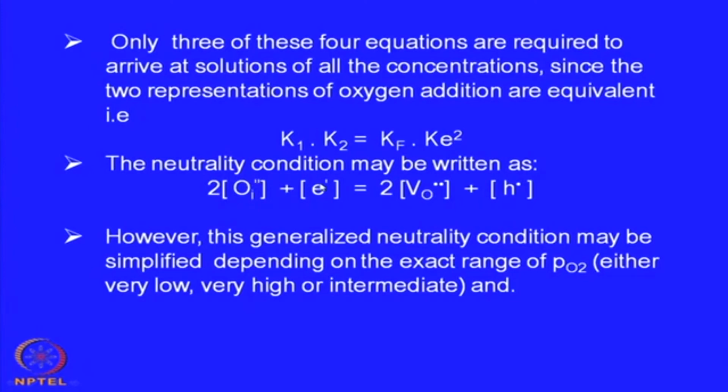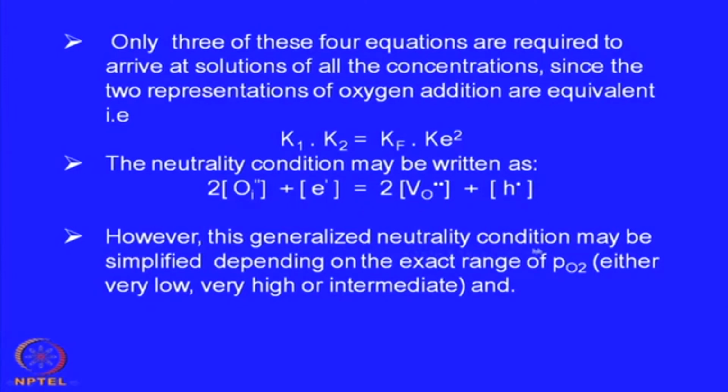The neutrality condition may be written as: these are negative charges, oxygen interstitial as well as electrons are negative charges. Oxygen interstitial has 2 charges and this is a 1 charge, and this is also a positive charge. So, positive charge is on the one side and negative charge on the other side, that will be the neutrality condition. So, this must be maintained all the time, okay, because the material is electrically neutral.